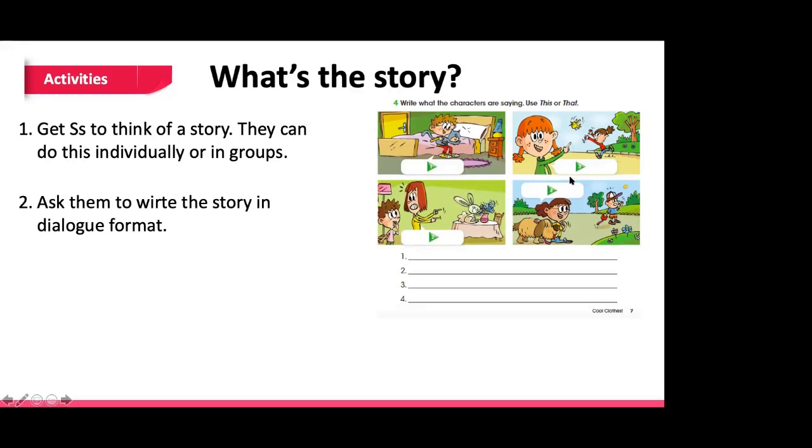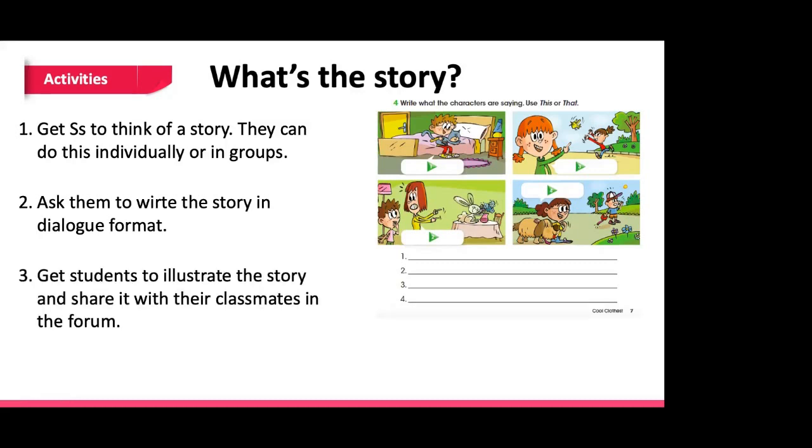Why in dialogue format? Because then we will ask them either to draw this story or to use images from the book. For example, let's say all the books have comics. Look at this. I selected a grammar activity, an activity to use demonstratives, this and that. But I can transform this into a story.